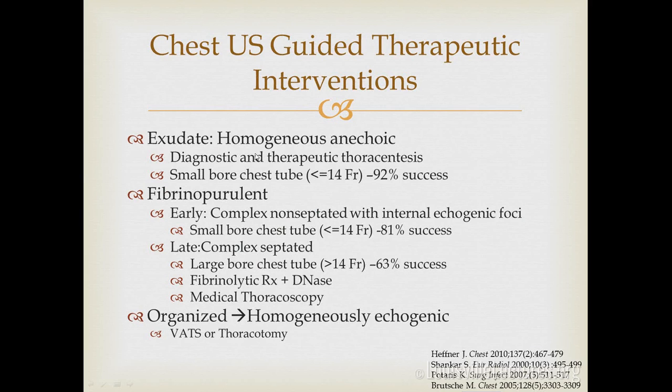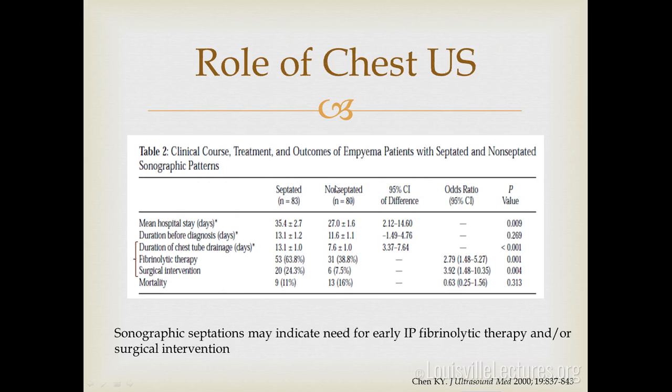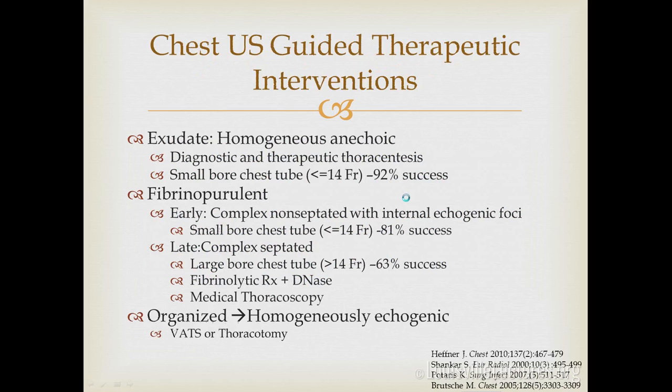So if it's homogeneously anechoic like this one, a simple small bore chest tube will be enough, 92% success. If it's a little bit septated, then a small bore chest tube will be enough, but the success rate is a little low. And if you have a complex septated effusion, or it's very echogenic, then you probably need either a large bore chest tube plus or minus fibrinolytic therapy plus or minus VATS or medical thoracoscopy.